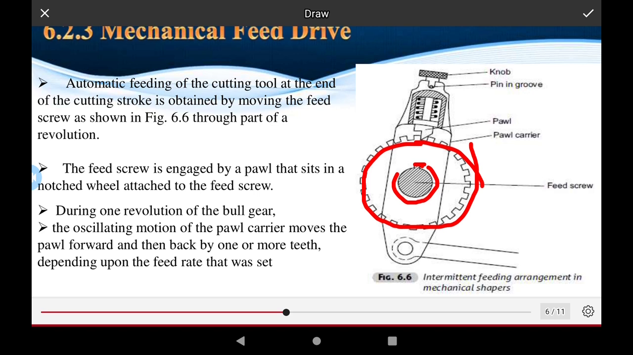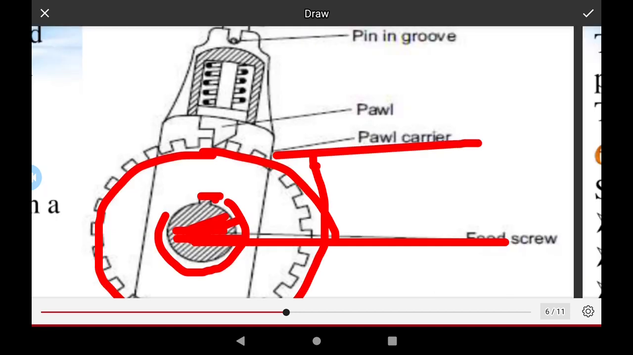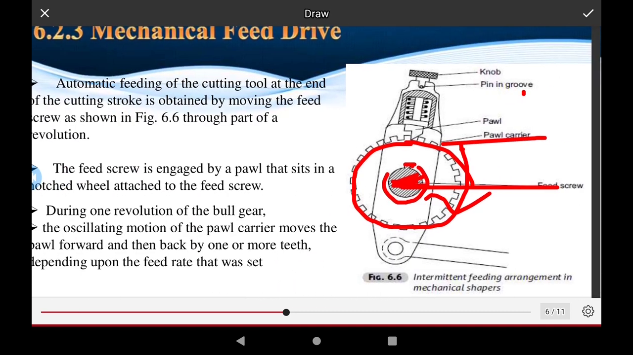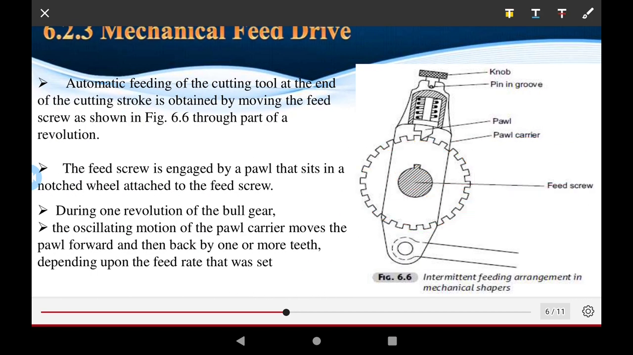And this is the feed screw. The feed screw is acting for the gear shift on the shaft. And this is the bevel gear. And this is also a part, the pawl. The pawl has one tooth that is also shifted.